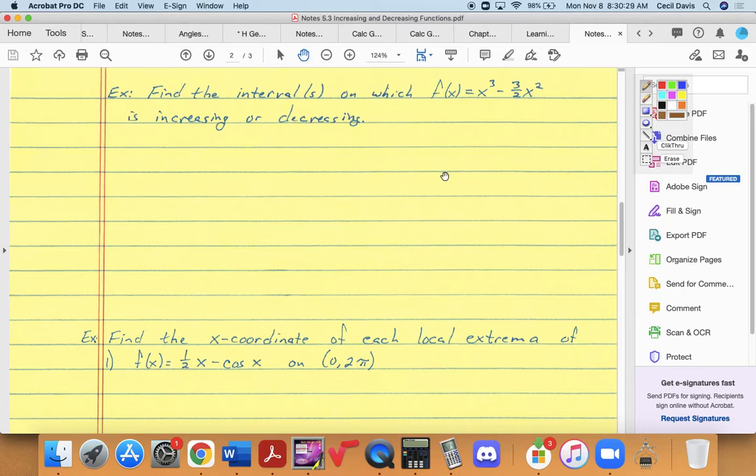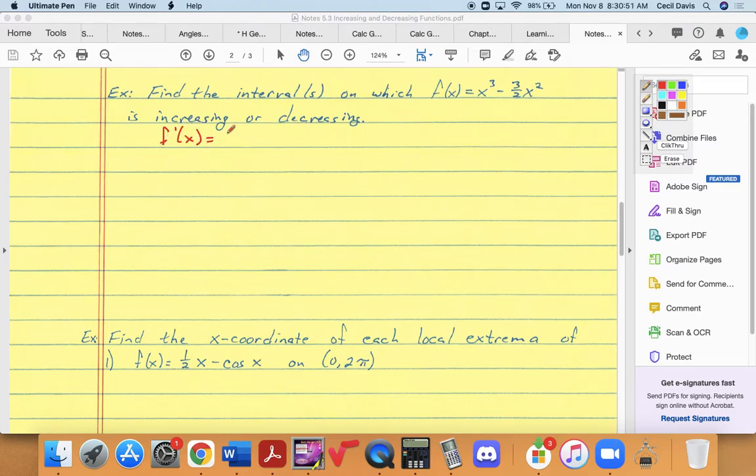So for this one, we want to find the interval or intervals on which f of x equals x cubed minus 3/2 x squared is increasing, and the intervals where it's decreasing. So the way that we'll do that is we will take the derivative, f prime of x, which is 3x squared minus 3x, and find any critical points.